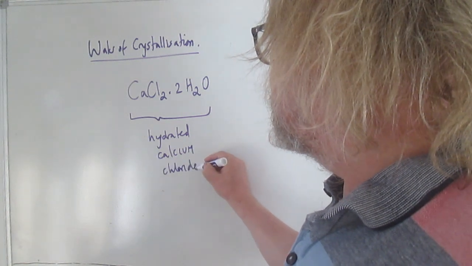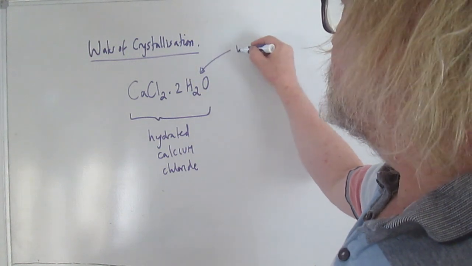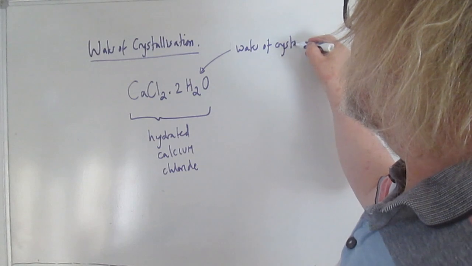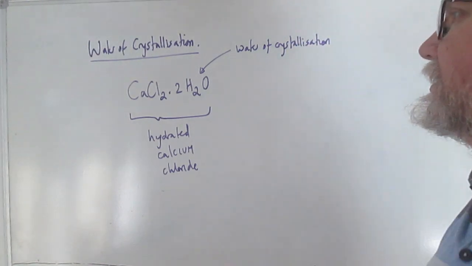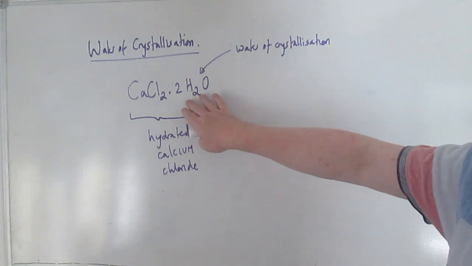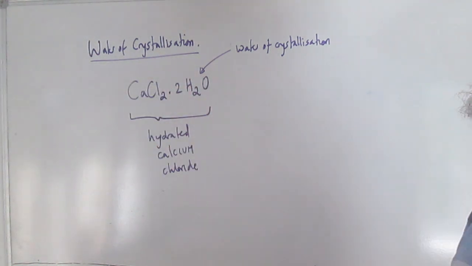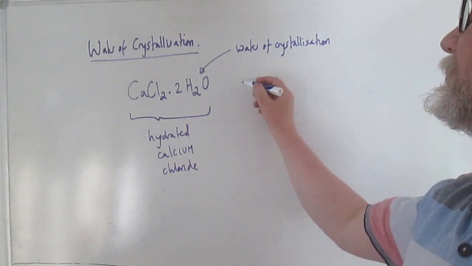And this, the water that's locked up in the crystal, is called water of crystallization. And what's important is that for a given ionic compound, there is generally a fixed amount in terms of the relative number of moles of water to the moles of the ions in the crystal lattice. And that water can be removed by strong heating.